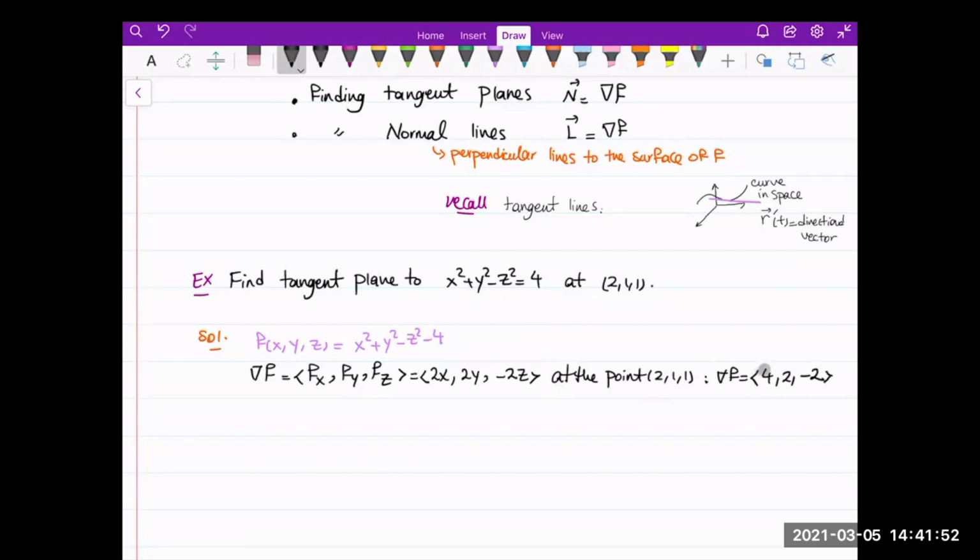Now write a plane using this, because the normal vector is 4, 2, negative 2, and also we have a point. The point is 2, 1, 1. So it would be 4 times x minus 2, plus 2 times y minus 1, minus 2 times z minus 1 equals 0. So this is 4x plus 2y minus 2z is equal to 8 plus 2 is 10, minus 2 is 8.